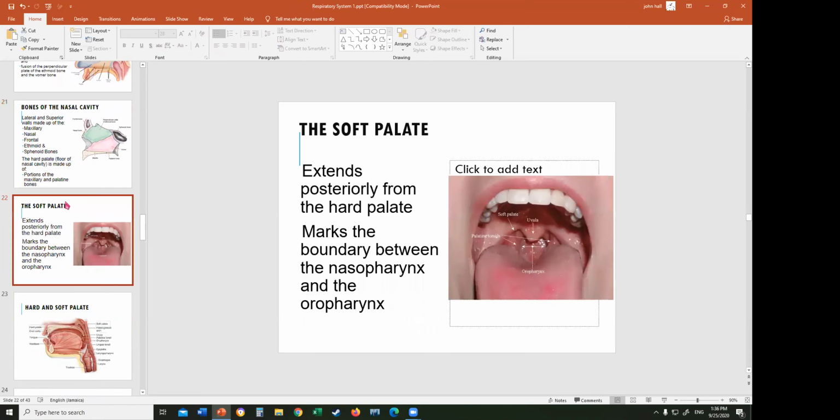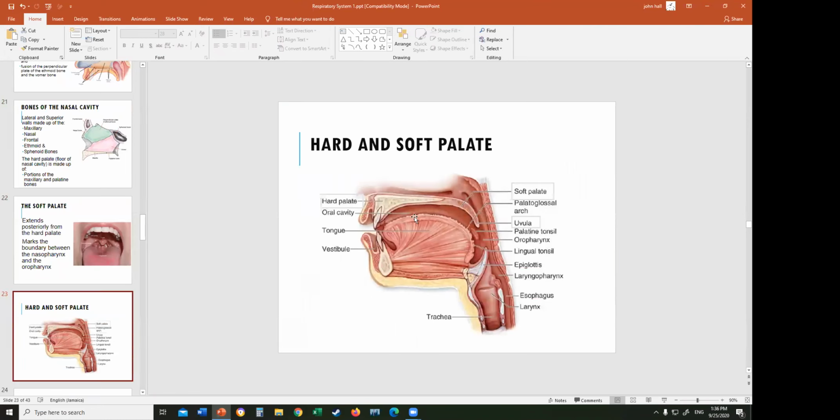Now, also I'd like to talk about the soft palate. The soft palate and the hard palate are separating the pharynx, okay? Now, above the hard palate here separates the nasal cavity from the oral cavity, right?